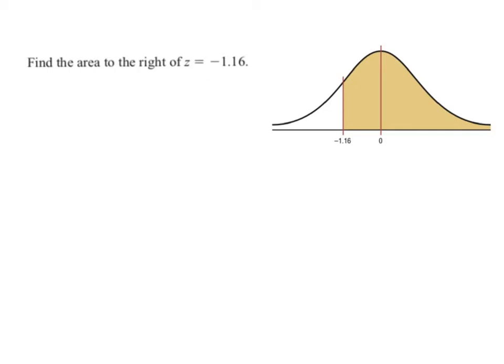So go ahead and look that value up. That's going to be on the first page, because the first page had all the negatives. Basically the first page had everything to the left of 0. Look up that value and then we'll see what you came up with.